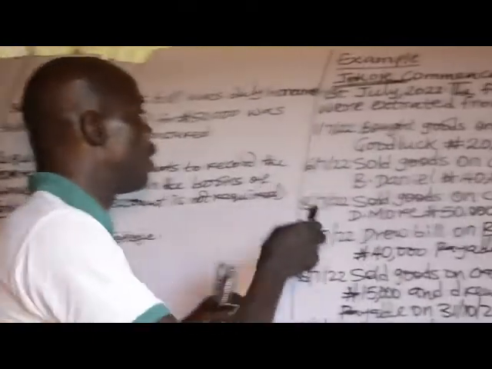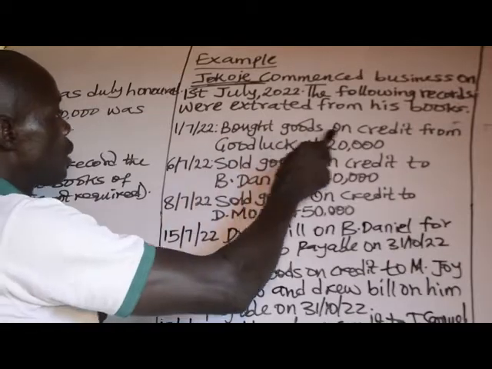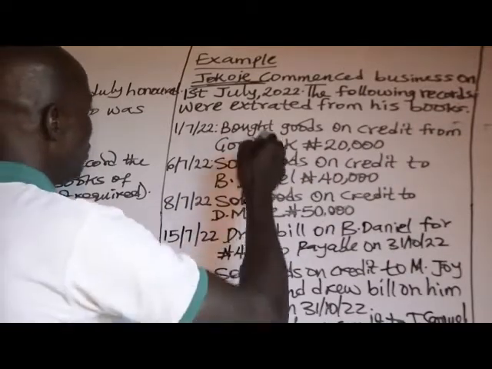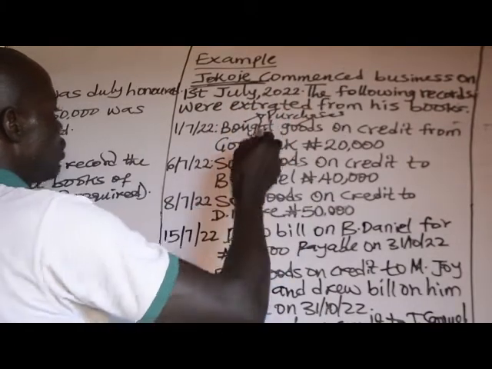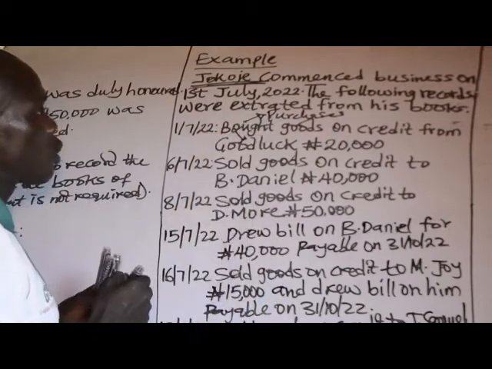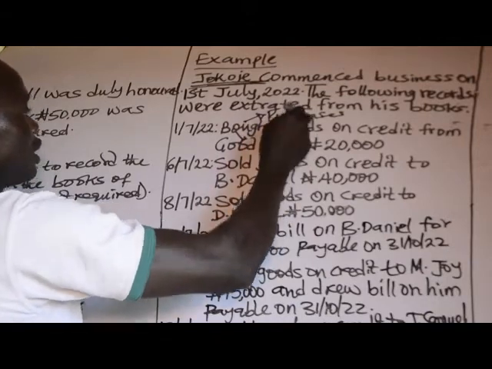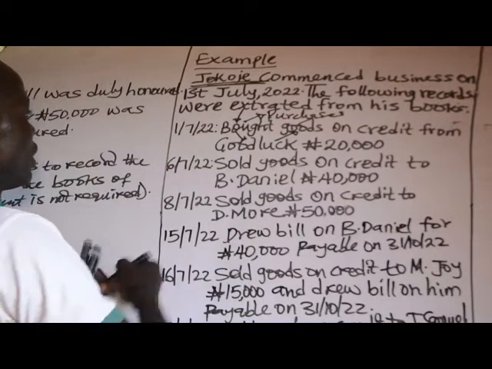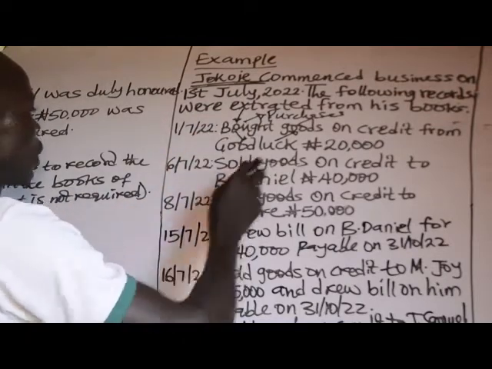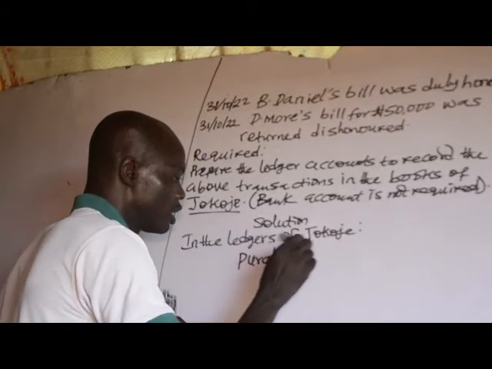The first transaction occurred on 1st of July 2022. We bought goods on credit from Good Luck. This will affect purchases account and Good Luck. The goods were purchased from Good Luck, which shows that Good Luck is the giver, the one giving out the goods, while purchases is the receiver. So we debit purchases account and we credit Good Luck account. Let's have the purchases account.